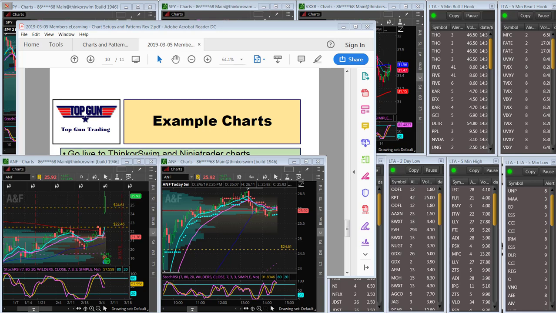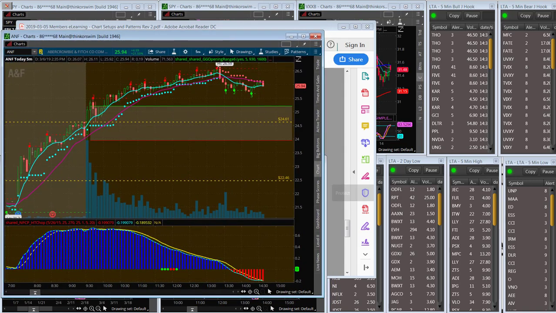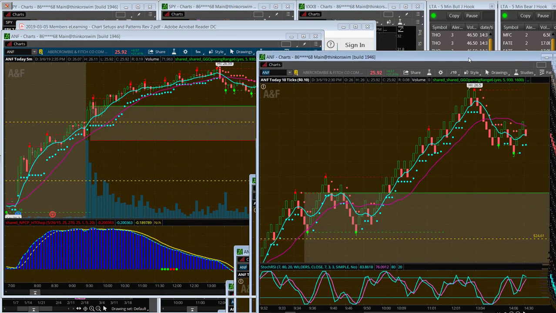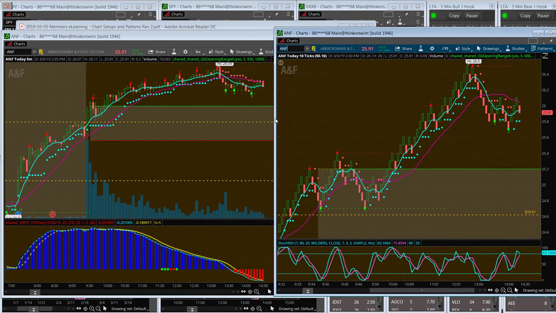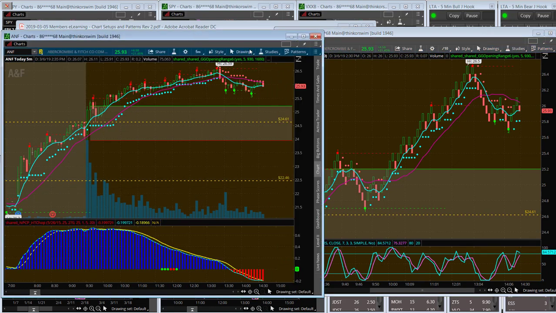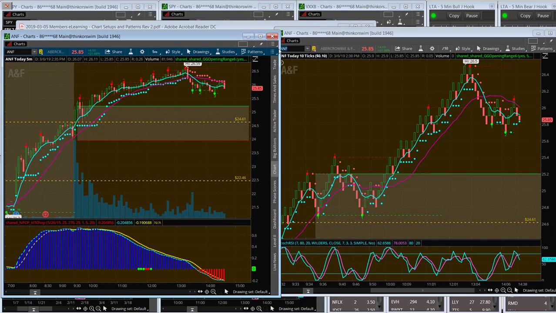All right, here's Abercrombie and Fitch on a 5-minute chart. And here's Abercrombie and Fitch on a 10-unit Renko chart. Both of them go from the beginning of the day. Let me actually take this puppy over here and take it to the open.